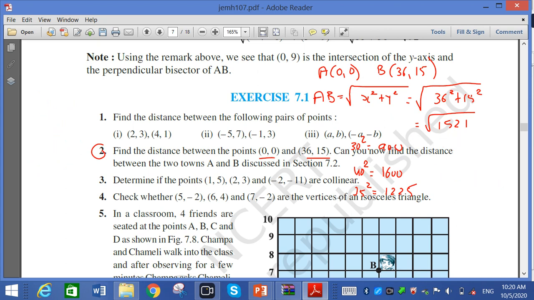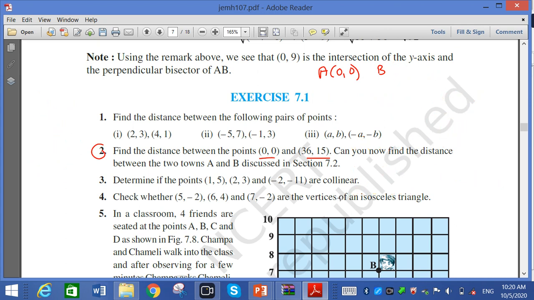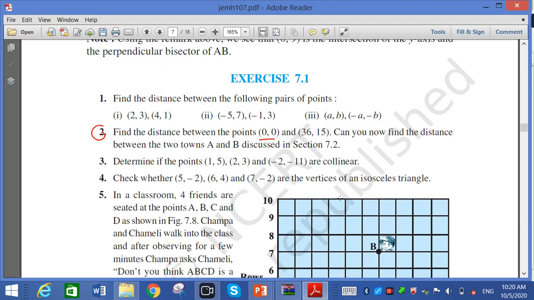So exercise 7.1, question number 1 and 2 are done. Now we are going for question 3. The question is to determine whether the points are collinear or not. So what do I have to do first? I have to find out AB.